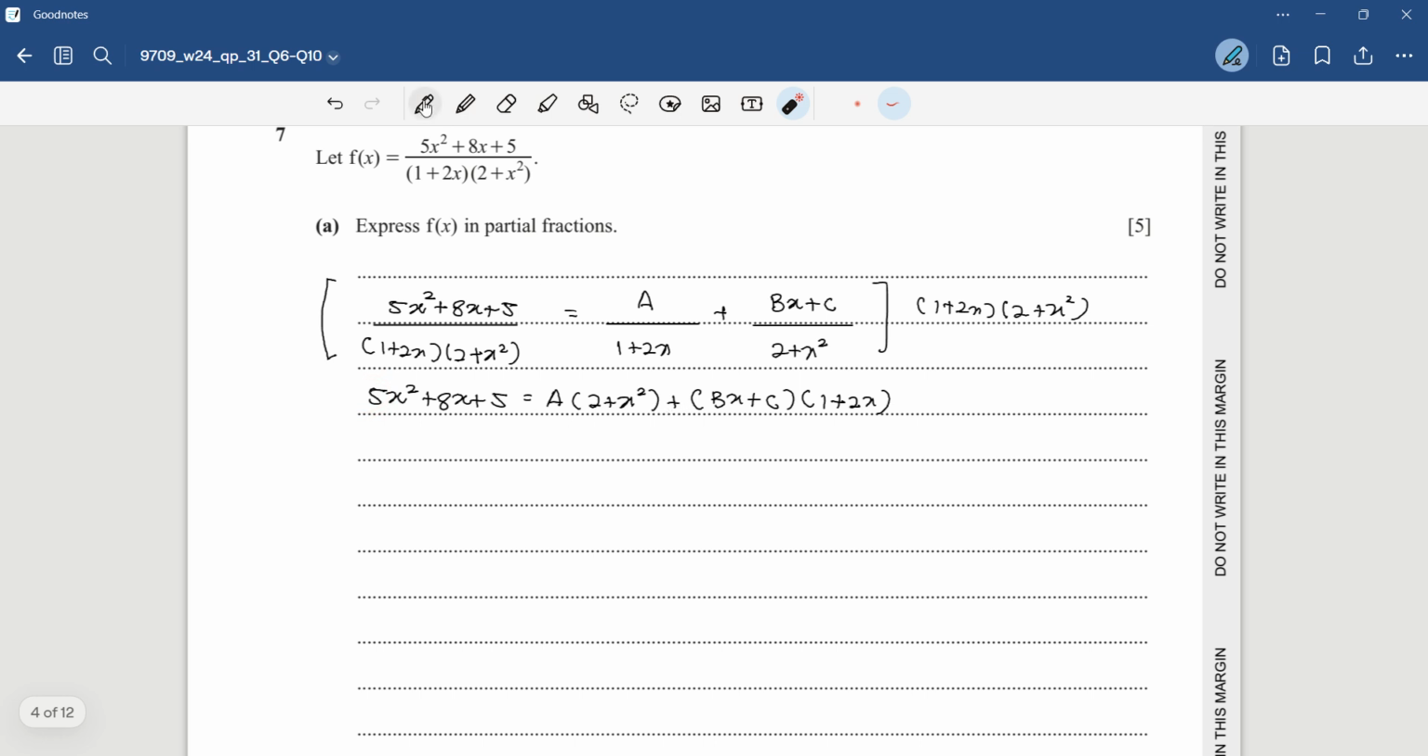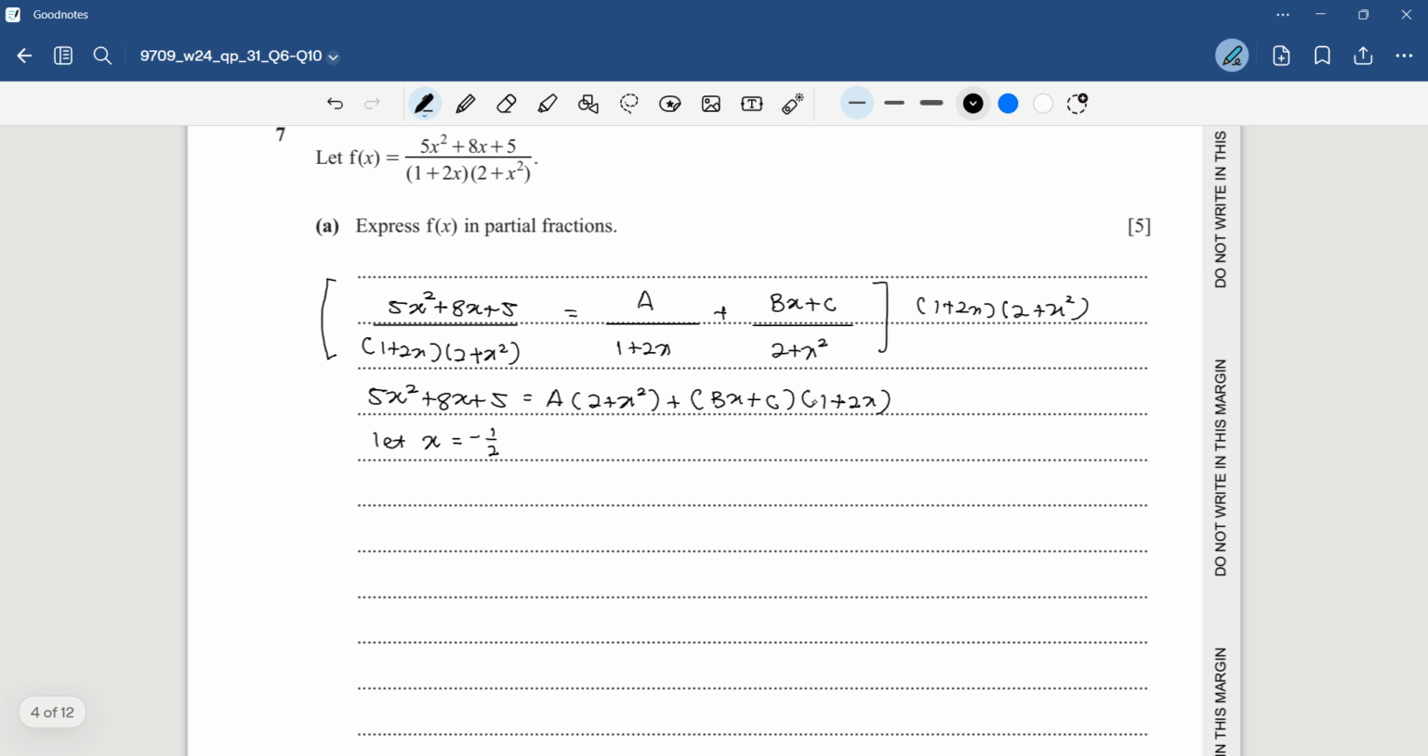Okay, but for me, I personally prefer the elimination method. So I will eliminate the variable. I just use any value of x to find a, b, and c. For example, here first I can eliminate my b and c. How? I can let my x equal to negative 1 over 2.